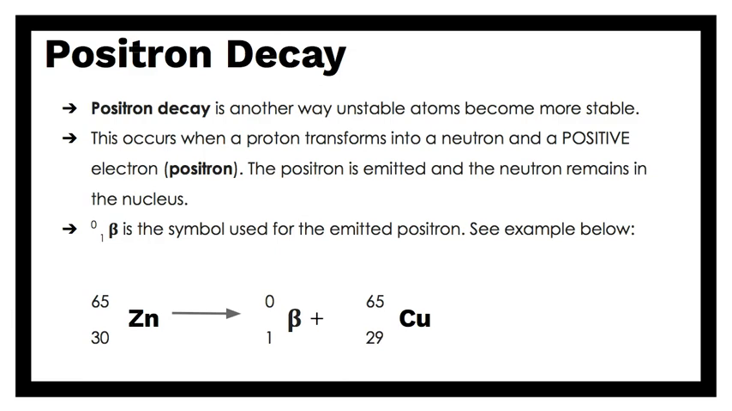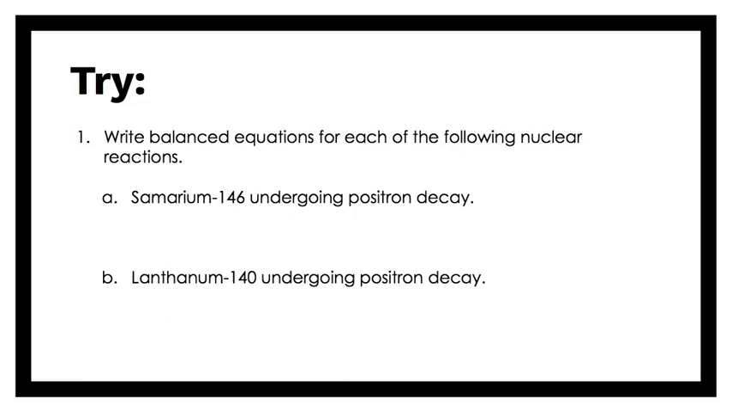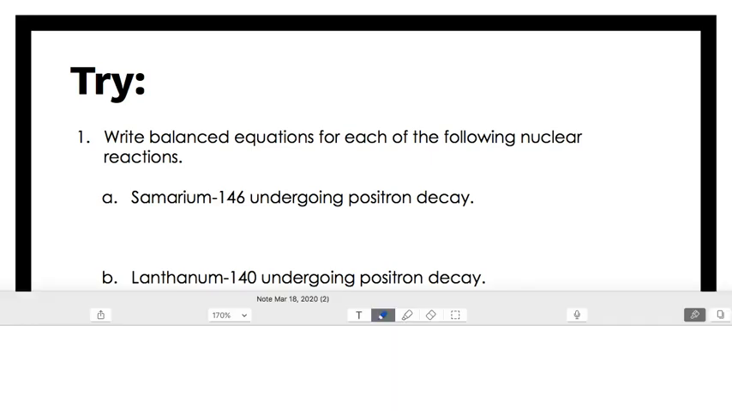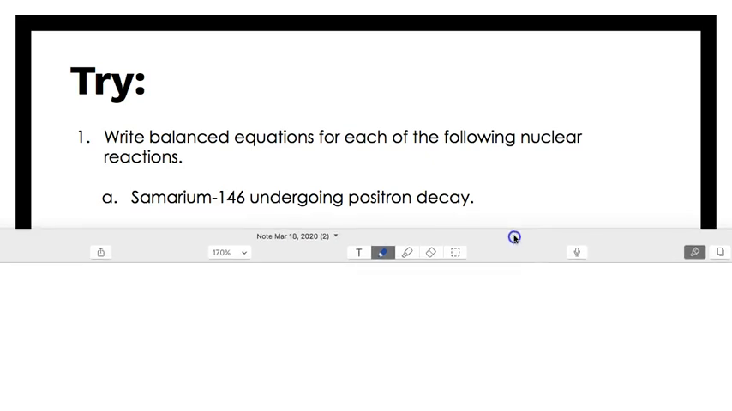Okay, so let's go ahead and try these examples. Go ahead and try these on your own and then check in with me. Again, it's like beta decay, but instead you're getting rid of a proton and you have a positron. So go ahead and try it. Look at your notes if you need help.